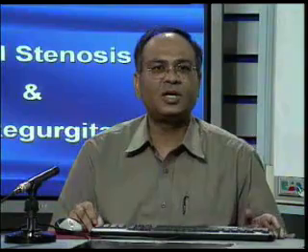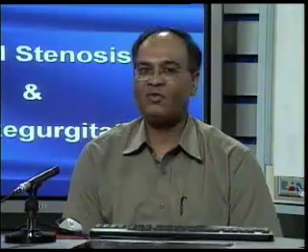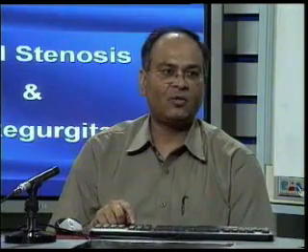As far as the ECG is concerned, most of the time the patient is in sinus rhythm, but sometimes they may develop atrial fibrillation. As I said, in about 30-40% of the cases, over a period of time, they do develop atrial fibrillation. And the classical features will be left atrial enlargement, right atrial enlargement once the PH starts developing, right ventricular hypertrophy, and of course right axis deviation, all signifying the development of pulmonary artery hypertension. The classical feature would be that there would be no features of left ventricular hypertrophy in a classical case of isolated mitral stenosis.